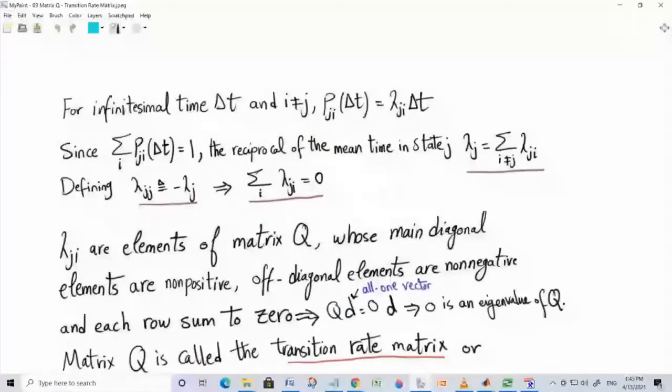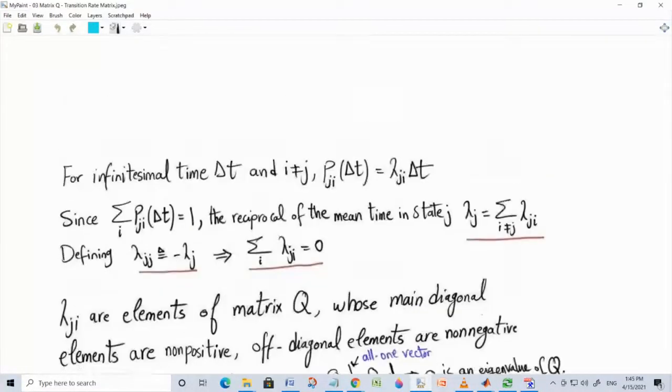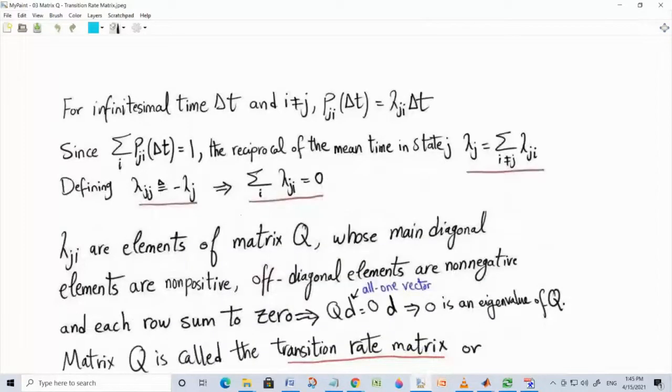A more relevant name is transition rate matrix, not probability. In fact, the elements of Q on the main diagonal are non-positive, so they cannot be probabilities. In matrix Q, I put the lambda ji. The main diagonal elements are non-positive, and those are the negatives of the parameters of the exponential distributions. The off-diagonal elements are the transition rates, and those are non-negative.